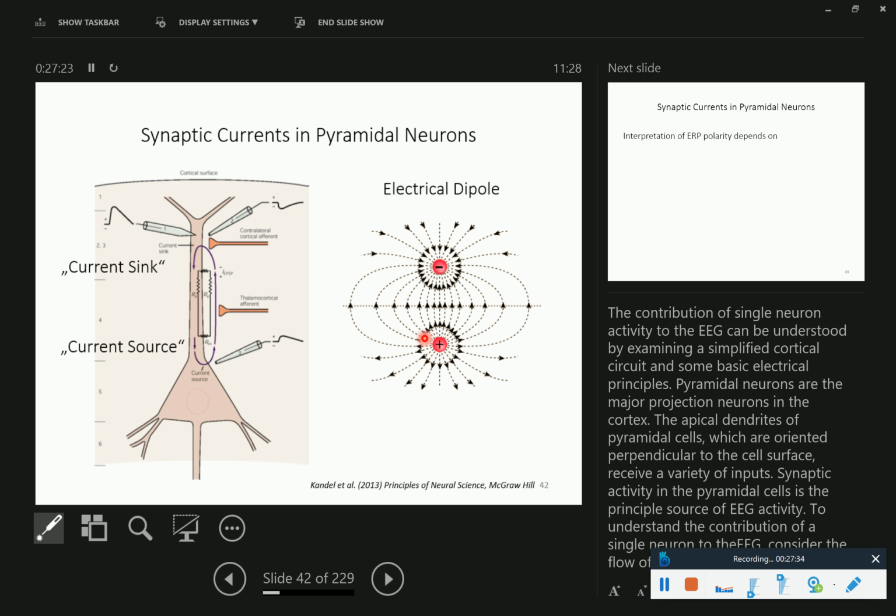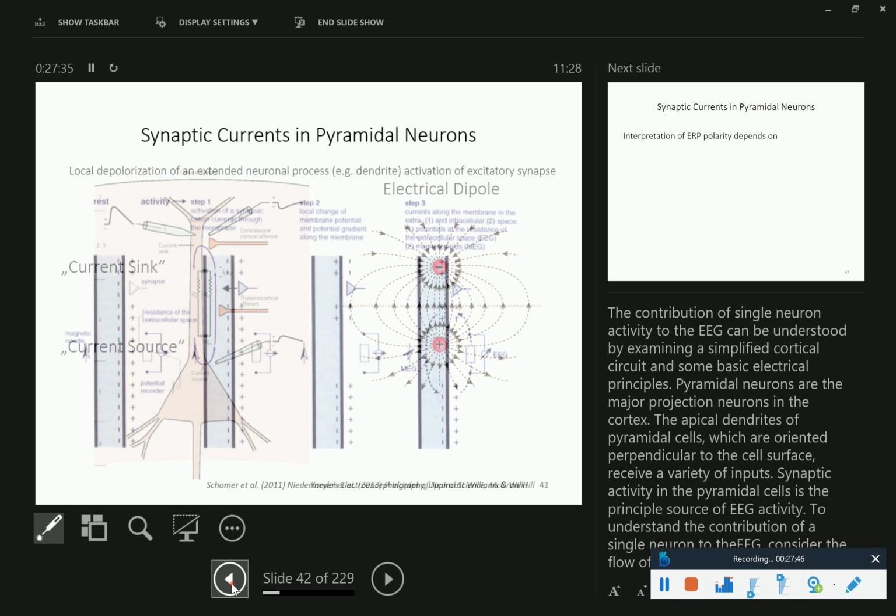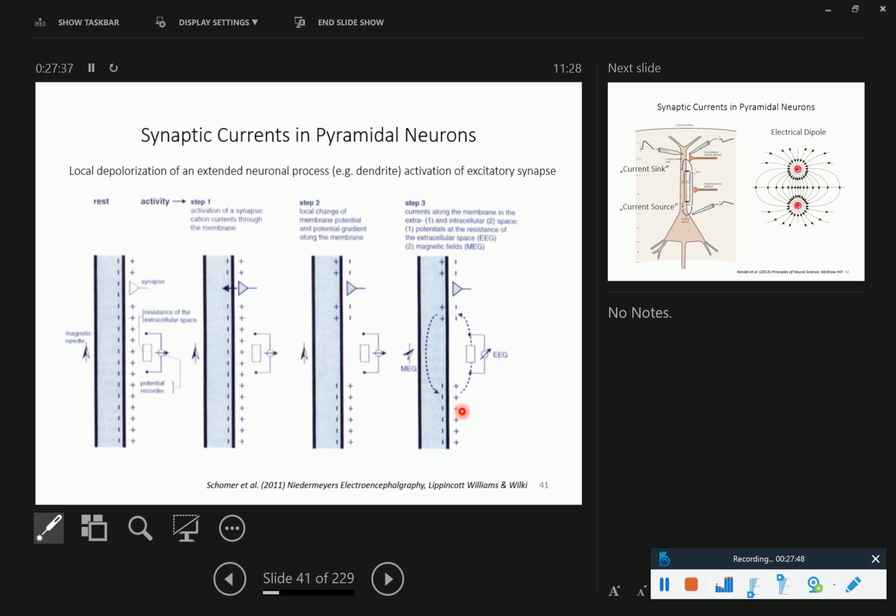Yeah? Why is the current from positive to negative? Is it because the concentration of positive ions is larger? Yeah, don't pin me on that. So you mean why here you have some... Yeah, why the direction is from positive to negative?